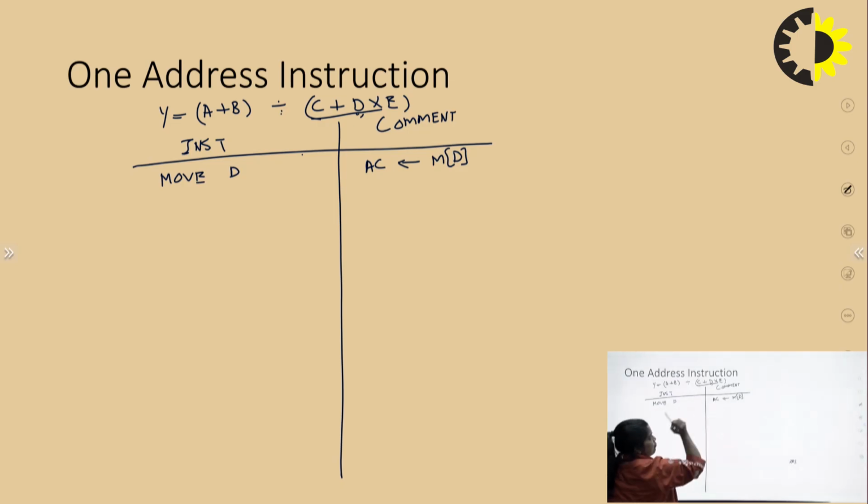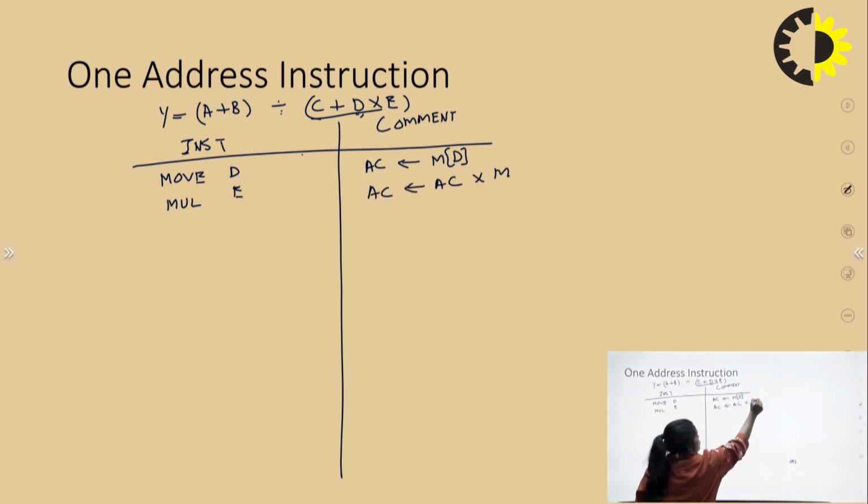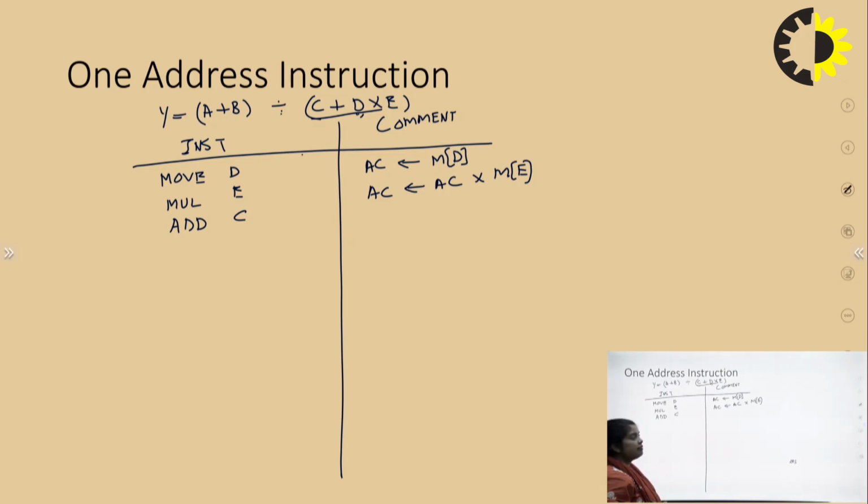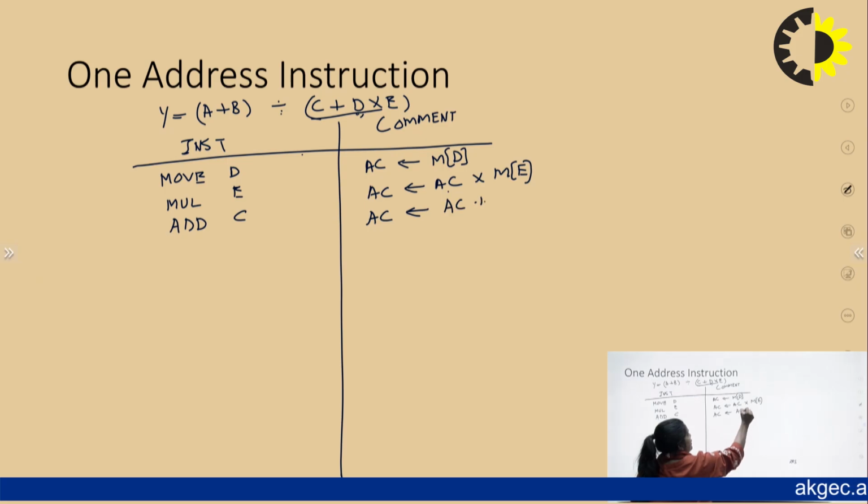D value, M of D into the accumulator. Now E means you are multiplying E. Already in the accumulator there is a D value, so now you are multiplying the accumulator into M of E. Next you have to add C. Add C means in the accumulator there is now D into E. Now you have to add, meaning in the accumulator you are adding M of C.